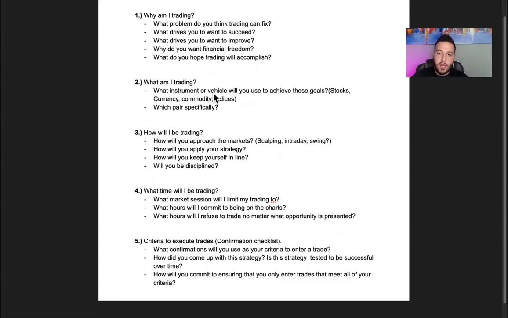these strategies. You're going to clearly define how you're going to apply your strategy, how you're going to keep yourself in line, how you're going to keep yourself disciplined to making sure you stick to the strategy and not deviating whenever the strategy becomes a bit difficult or where there's no opportunity.